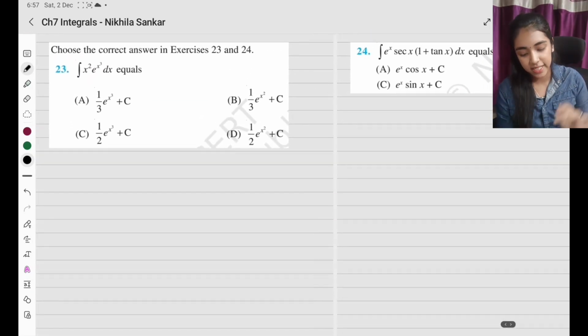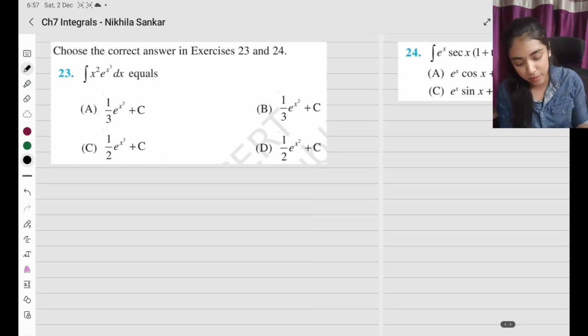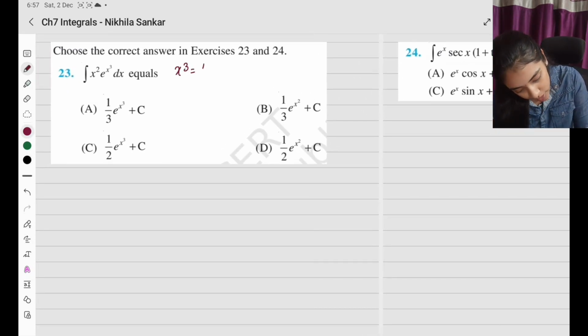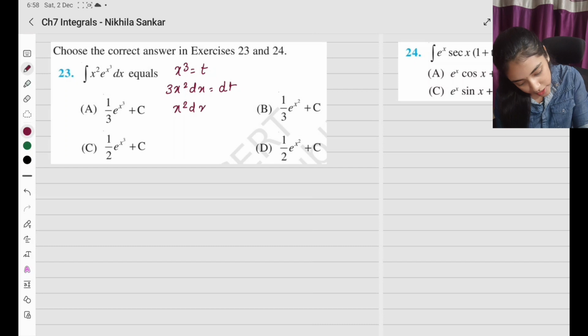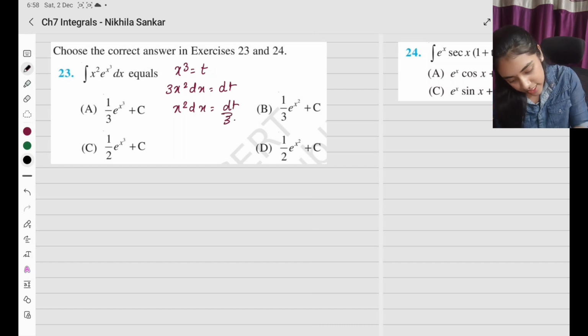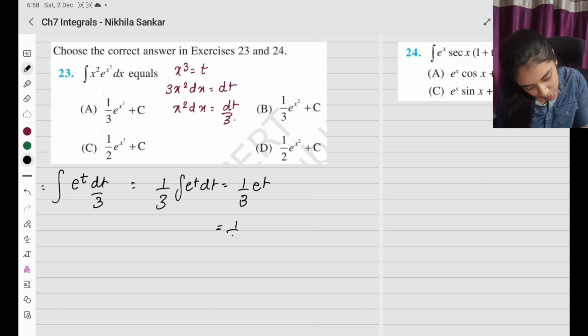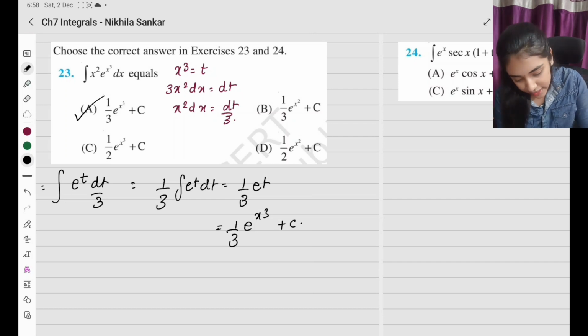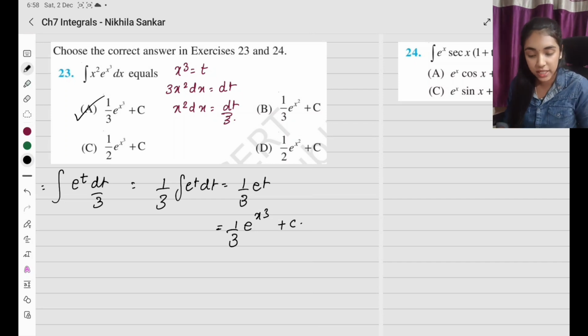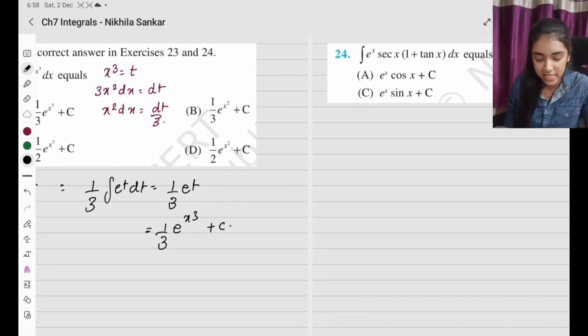Question number 23. X square e to the x cube. So in this, what substitution am I going to do? I can take x cube to be t. 3x square dx equals dt. X square dx equals dt divided by 3. On substitution my integral becomes x square dx is dt by 3, e to the t times dt by 3, which is 1 by 3 integral e to the t dt, which is simply 1 by 3 e to the t, which is 1 by 3 e to the x cube plus c. So which option? 1 by 3 e to the x cube plus c. Option A. Okay, for simpler questions substitution makes it easy.